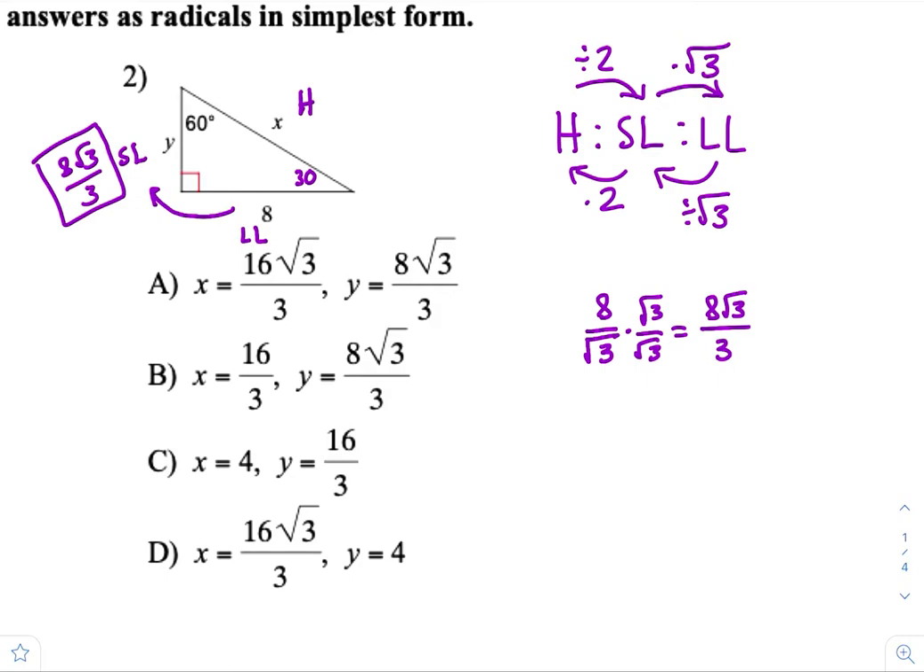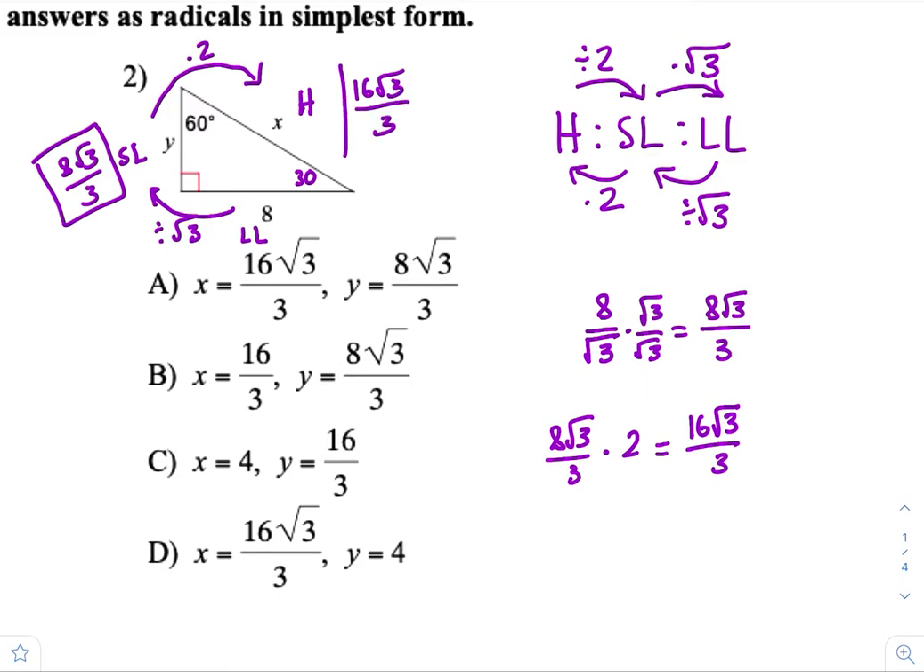So now, to go from short leg to hypotenuse, you guys, look at our ratios list. We got to multiply by 2. So 8 square root of 3 over 3, you guys, times 2. You just multiply to the numerator. So 2 times 8, you guys, is 16, and we keep the square root of 3 over 3. And your guys' answer would be, so x is 16 square root of 3, and so we have A.